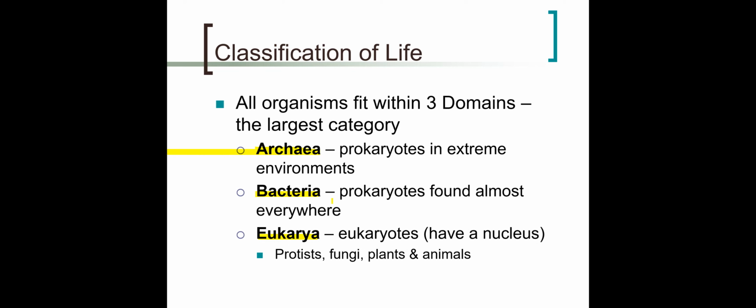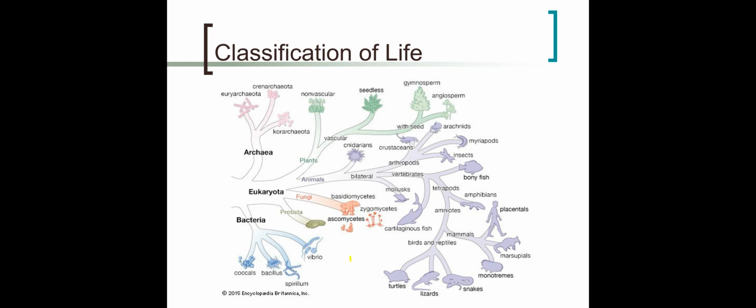Your bacteria are your more common everyday prokaryotes. We're pretty familiar with these. Some are good, some are bad, some are beneficial, some cause disease. It just depends on what kind they are. But things like E. coli, strep, staph, nitrogen-fixing bacteria, there's all different types. And then we have eukarya, and like the name implies, these are going to be eukaryotes, and these are organisms that do have a nucleus. And that's going to include everything else. So your protists, fungi, plants, and animals.